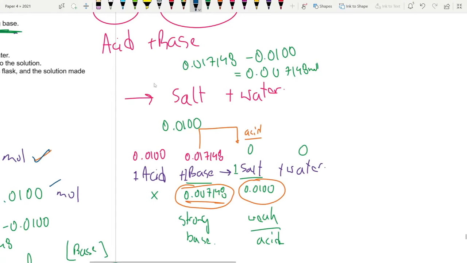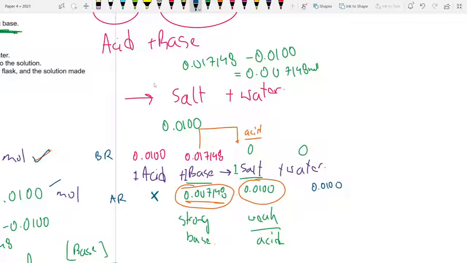Now this was before the reaction and this is after the reaction. Before the reaction we had acid and base. After the reaction we did not have any acid left. All the acid was used up. We had a bit of base remaining, 0.007148, and we had produced some salt and water. Water isn't important over here.